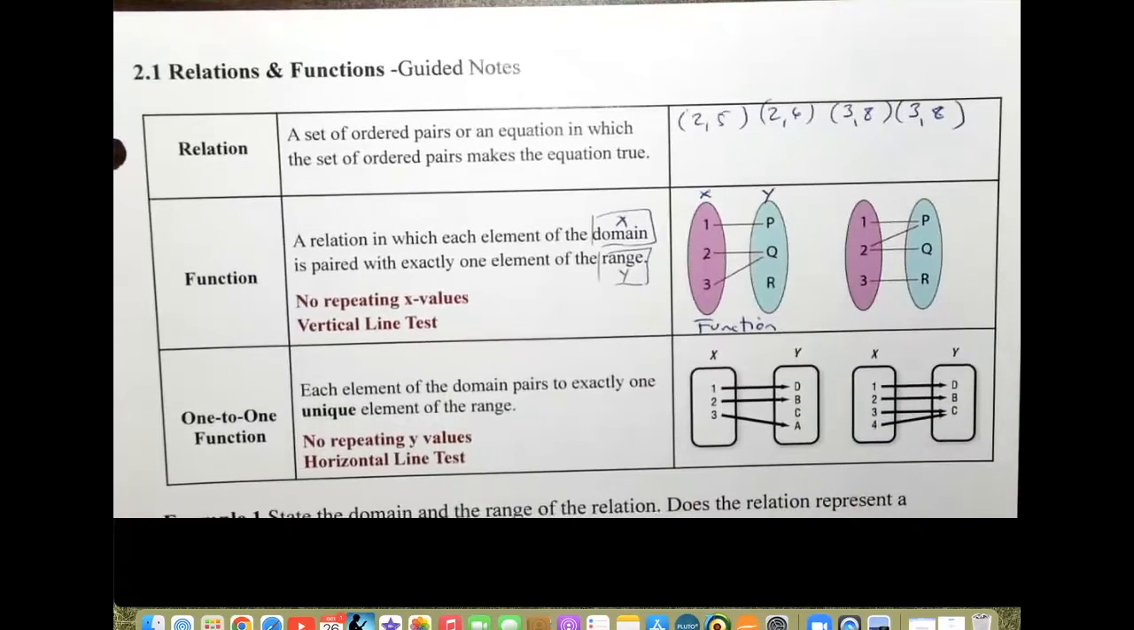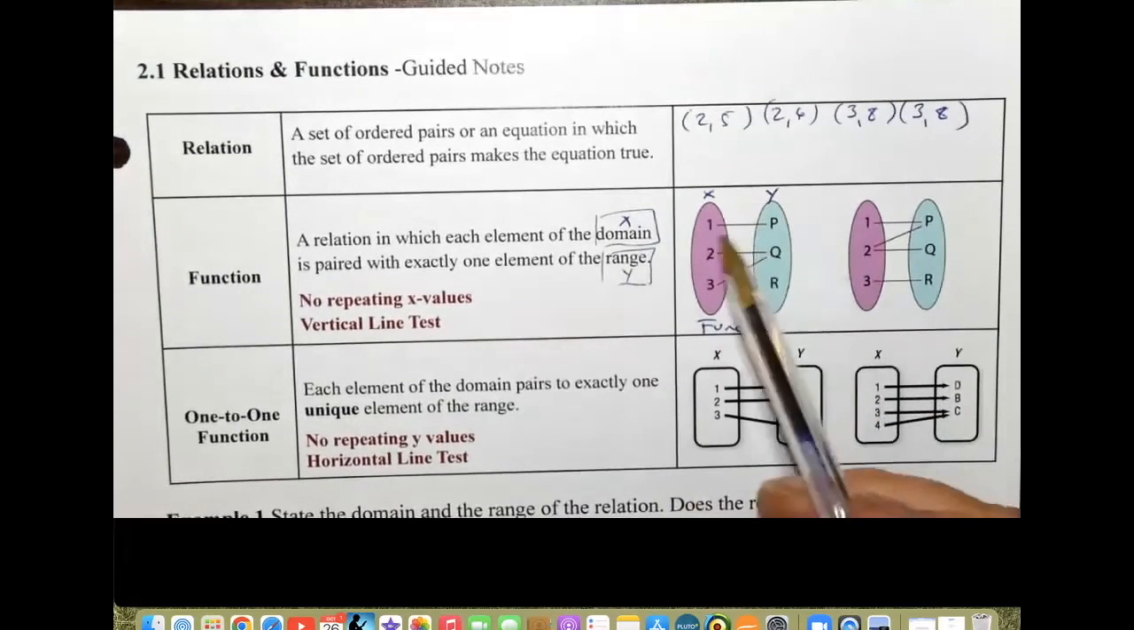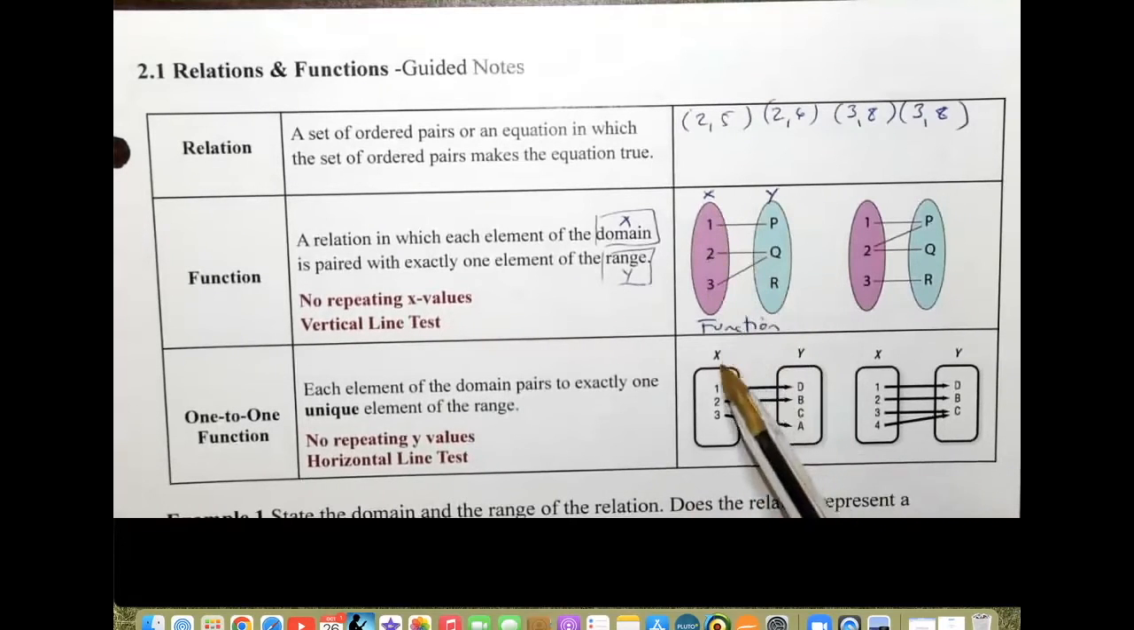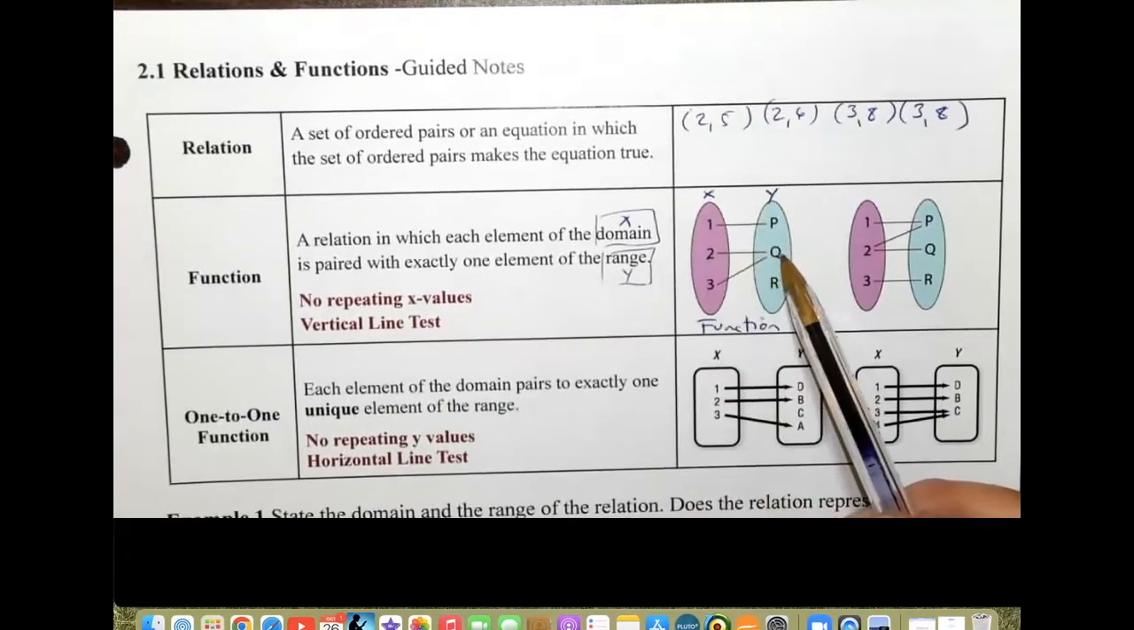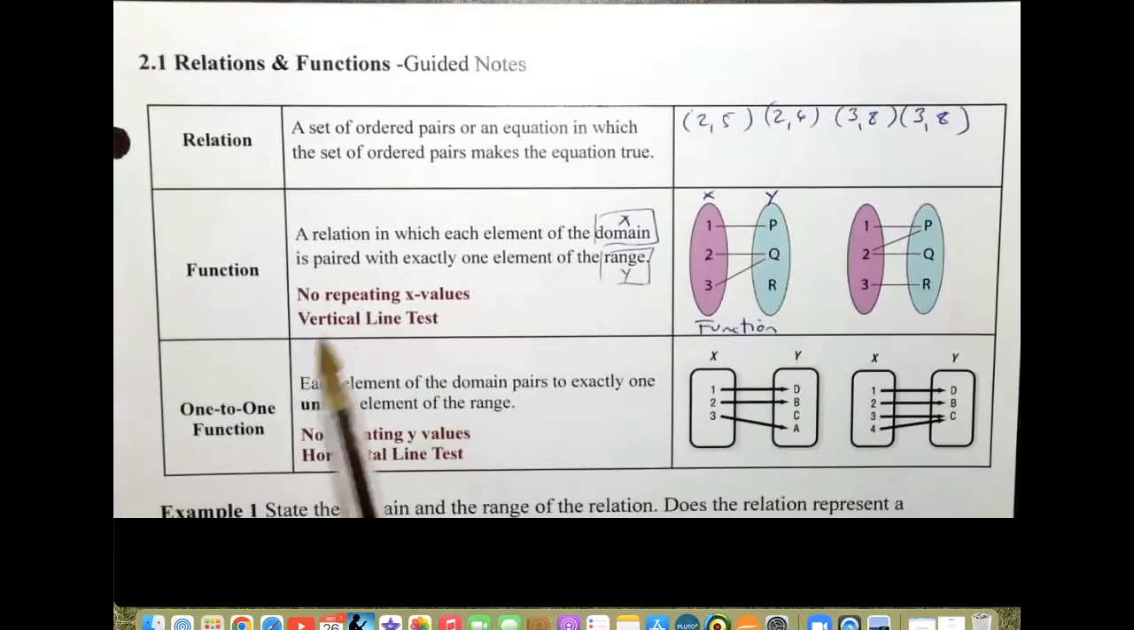I don't see any repeating x's. I have 1P, 2Q, 3R. I don't see any repeating numbers here in the x's. There may be some repeating y's, that's okay. I got two q's, p, q, q. But it's about the x's. No repeating x's, then it's a function.